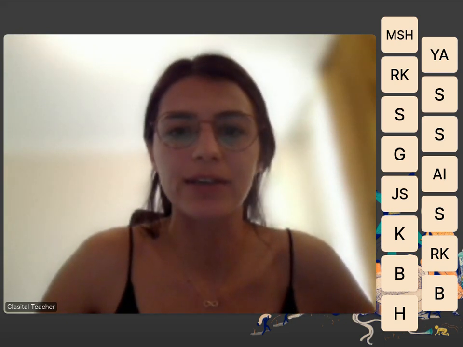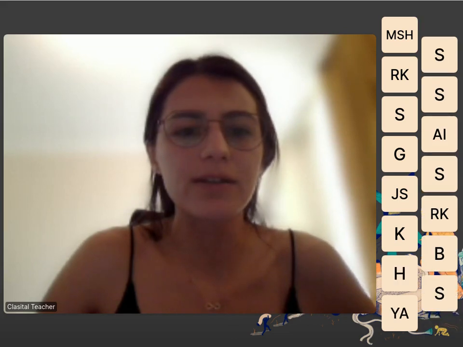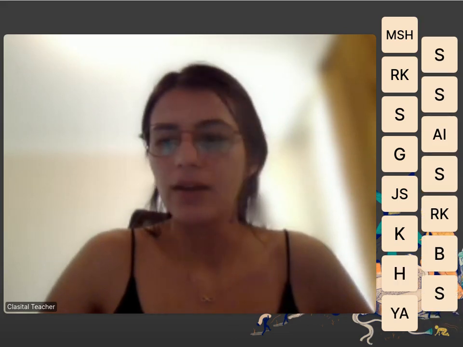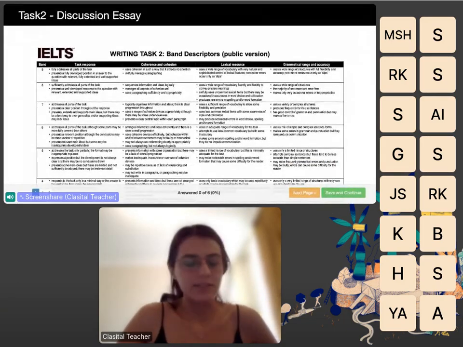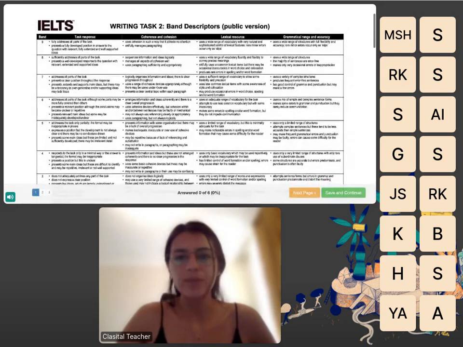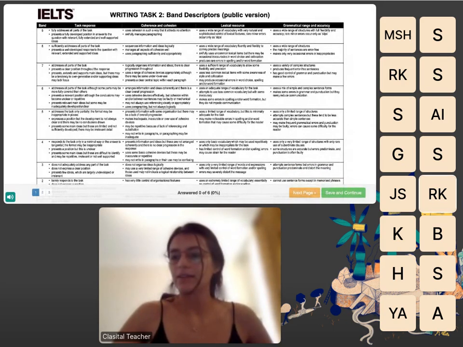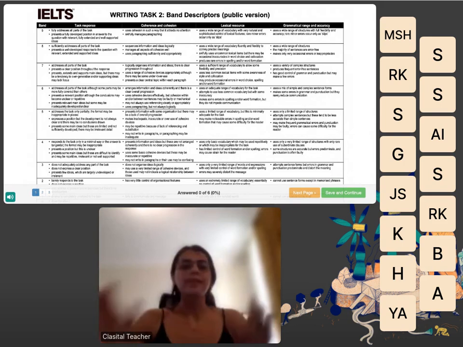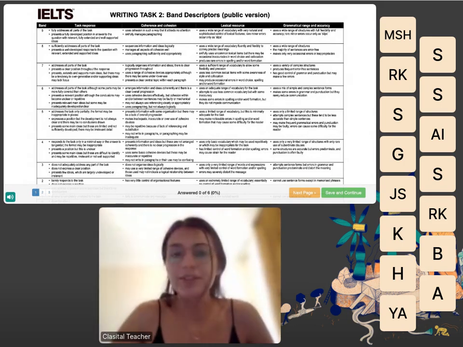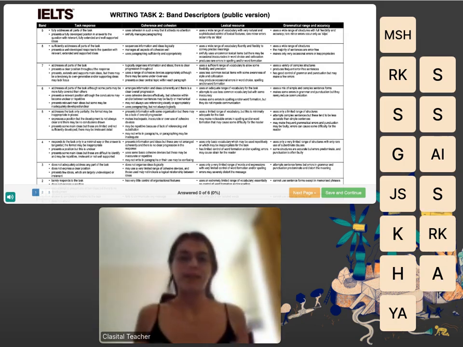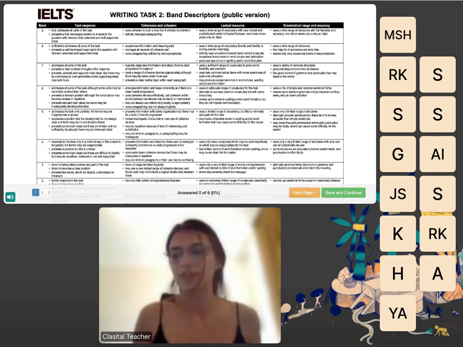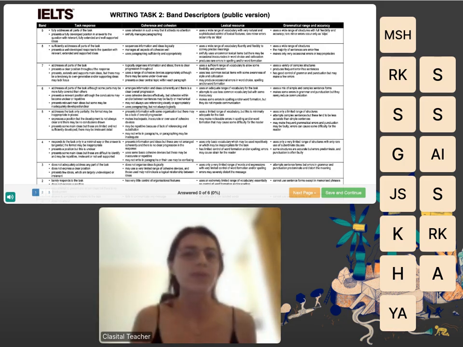Let me share my screen really quickly so that we can start. You can see the screen share, right? All right. Let's start with our band descriptors, which are basically the criteria that IELTS looks for in your writing. And this is for task 2. Before we start with band descriptors, I want to explain, for those of you who are new to the IELTS exam, the concept of it.